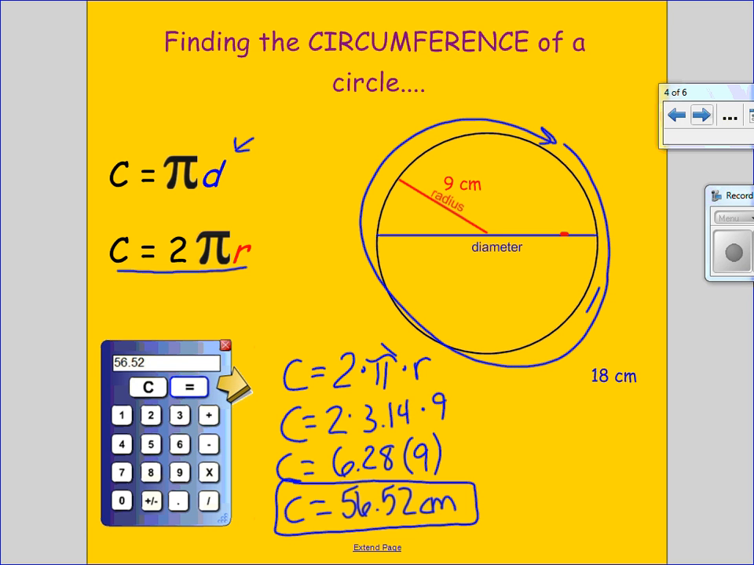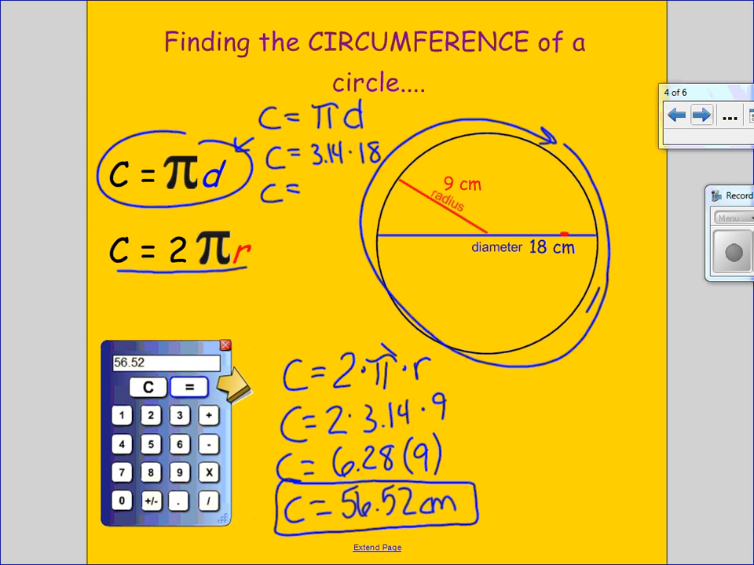Okay, now if we use the same formula, but we use the diameter, the 18 for the diameter, and plug in using this formula, we'll get the same answer. C equals pi times diameter. Then plug in your numbers. Remember, always write your formula first. That's important. Let's do 3.14 again, times our diameter of 18. 3.14 times 18 gives us 56.52, which is what we had before, centimeters.